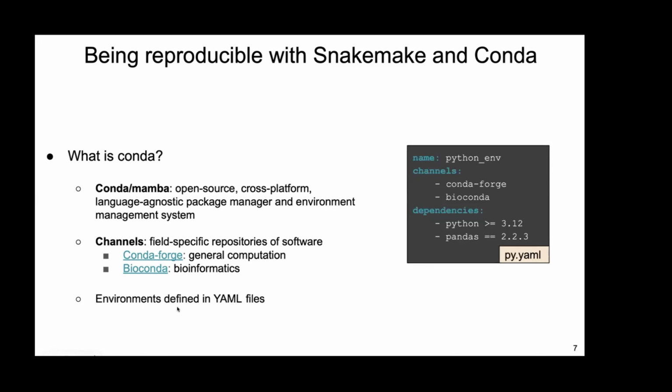Just very briefly, the way that you specify an environment in Conda is through YAML files that look like the one that we have here on the right. And you can specify things like the name of the environment, the channels that are going to be used, or the dependencies. So in this case, when you create a Conda environment with this YAML file, it would be named Python-env. It would use the Conda Forge and BioConda channels to install Python 3.12 or higher and Pandas 2.2.3. And so that would be a way to have a controlled environment where we know that the Python and Pandas version are what we want.